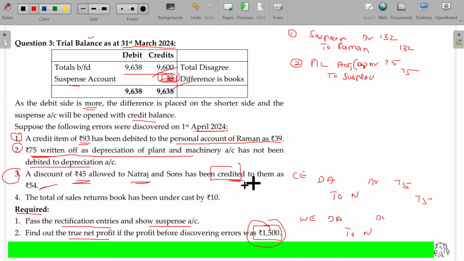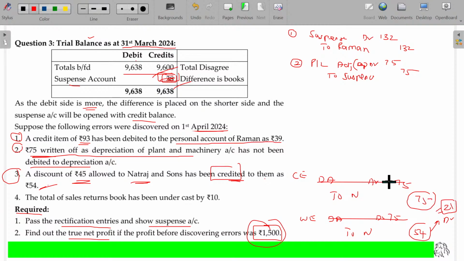It has been credited to them as 54. The error happens only with respect to Natraj's account, not in the discount allowed. So discount allowed has no problem. Natraj has a problem. This 54 should be debited to cancel the wrong entry. The credit value is wrong, so you have to cancel that by debiting.